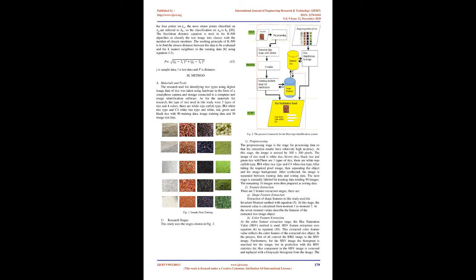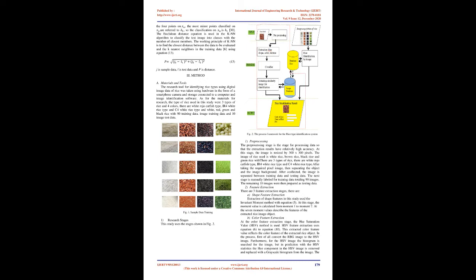The Euclidean distance equation is used in the KNN algorithm to classify the test image into classes with the number of closest members. The working principle of KNN is to find the closest distance between the data to be evaluated and the k-nearest neighbors in the training data using equation 13. J is sample data, L is test data, and P is distance.